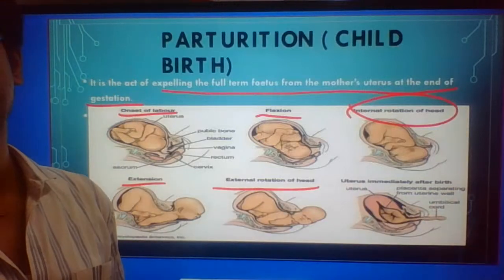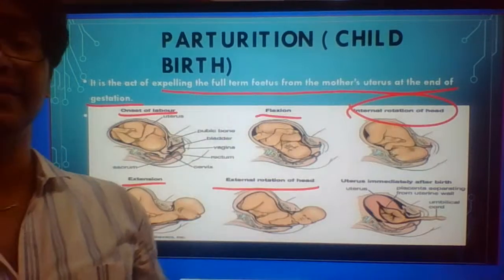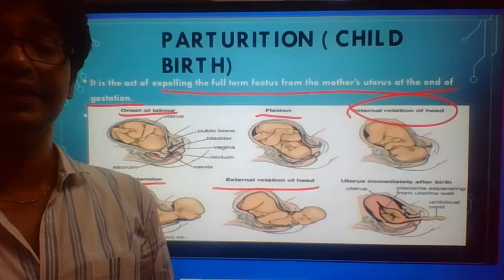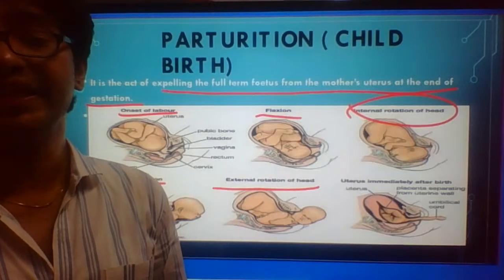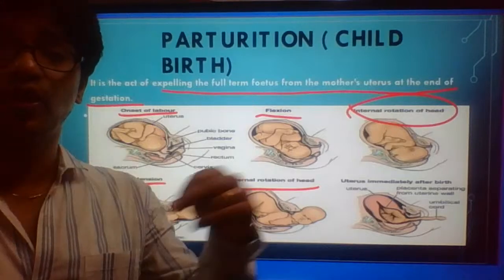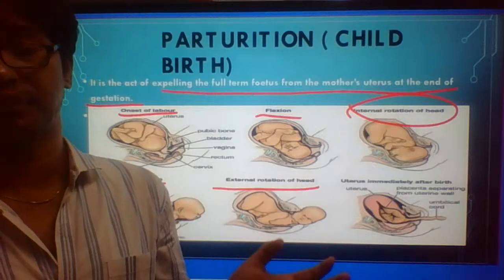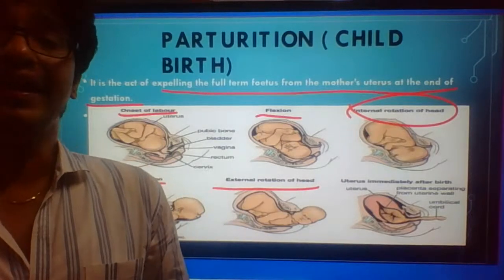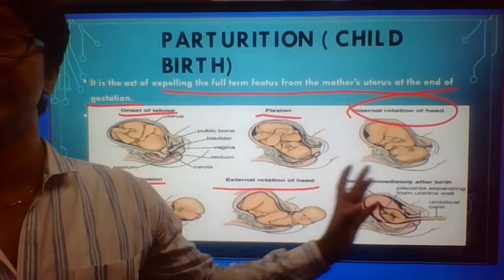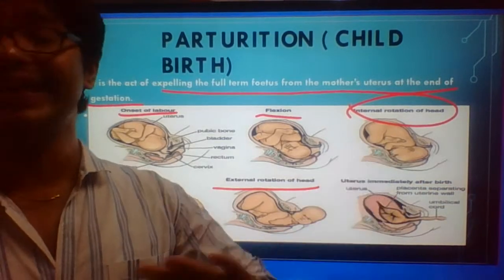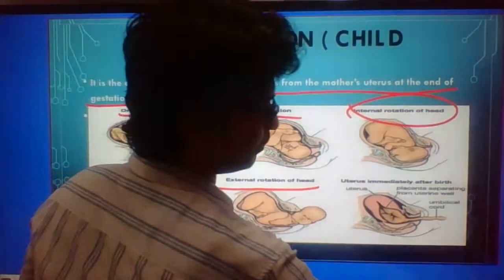If the head rotation is not proper, then only we go for a C-section, a cesarean. What happens when, instead of the head, the legs come first? This we call a breech delivery. Breech delivery is a condition in which the position of the child changes, so the legs come first instead of the head. So they actually go for a C-section. But in other cases, in a normal delivery, if it is not a breech, the head comes out first. This occurs by means of the oxytocin hormone, the birth hormone.